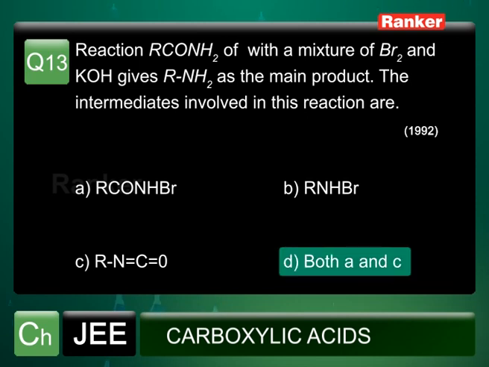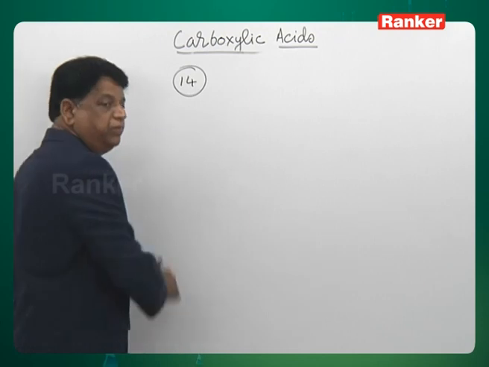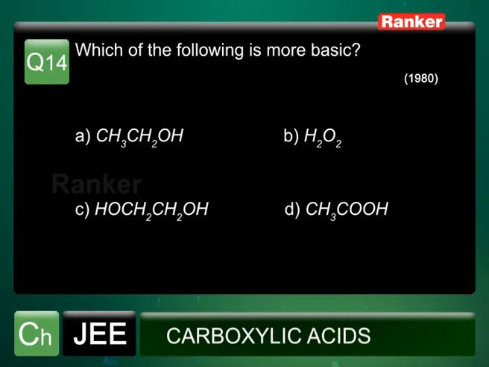Okay. So, let us go for the question. Next question, that is the 15th question. The question is, which of the following is more basic? The option A is ethanol, option B is hydrogen peroxide, option C is ethylene glycol, option D is acetic acid.